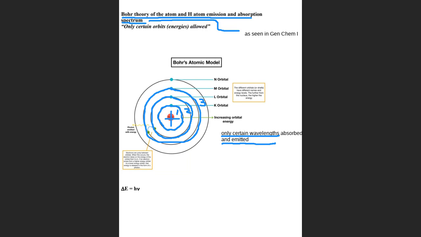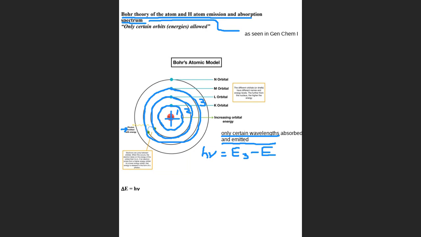The whole thing with the radiation then is that, for example, if an electron jumps from 3 to 2, as in the picture, a photon is emitted, and the energy of the photon is equal to the energy of 3 minus the energy of 2.